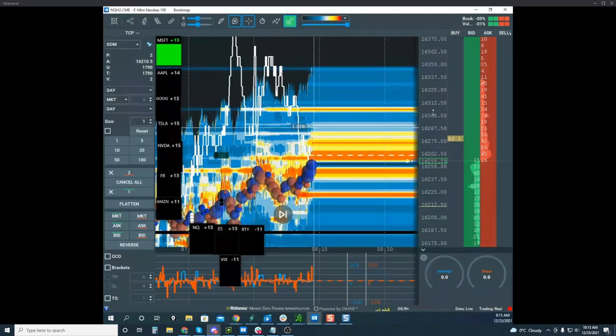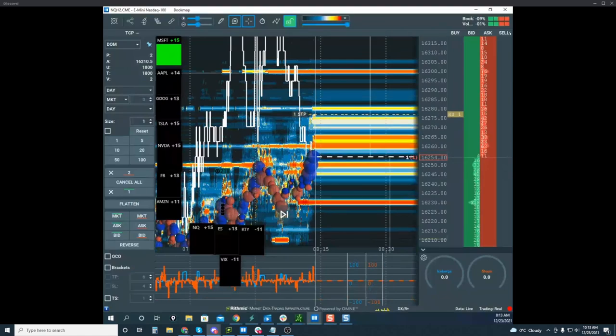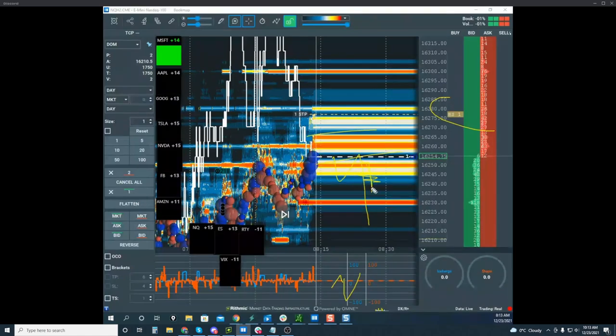So I'll get out of one there, and then I'll get out of my other half of my position, or the full position, if I see an opposing setup come in, right? So if I see like sell ice here, and then it fails, I'll get out, and then I'll potentially flip and go the other way, right?